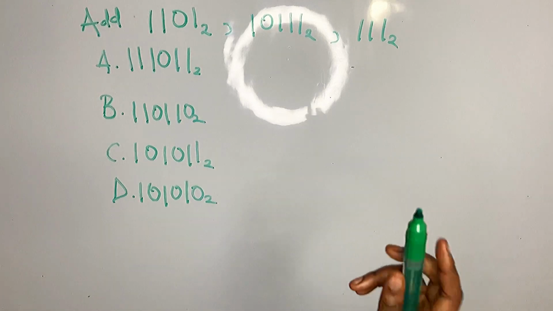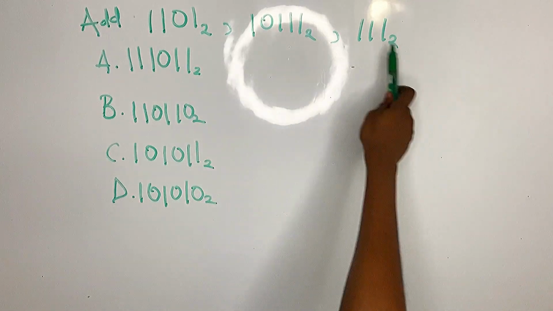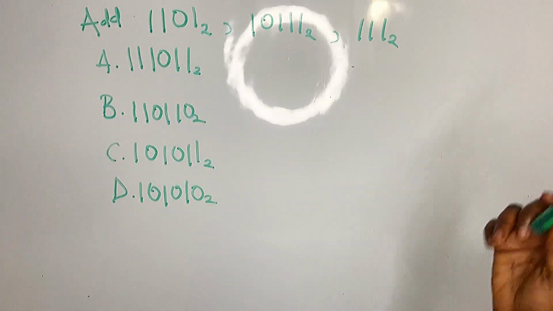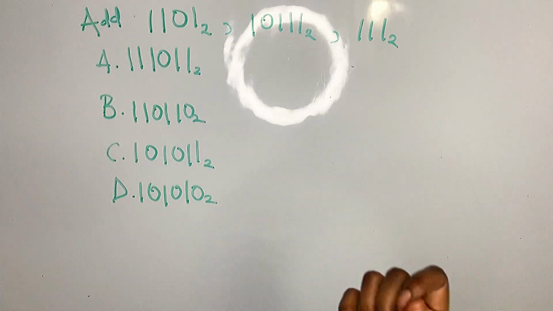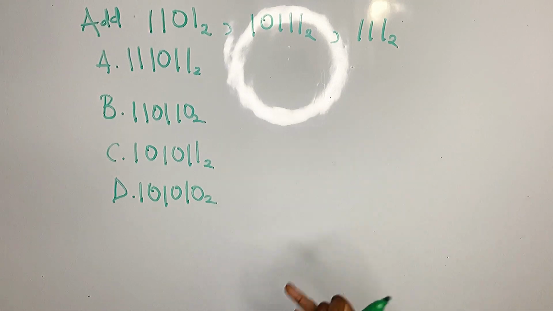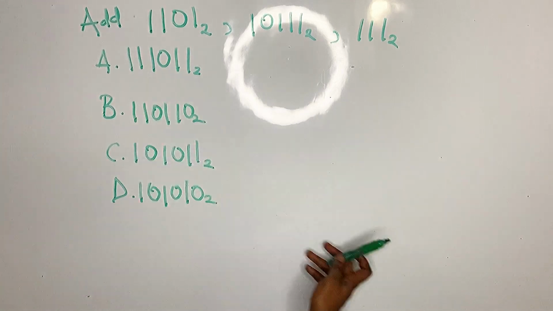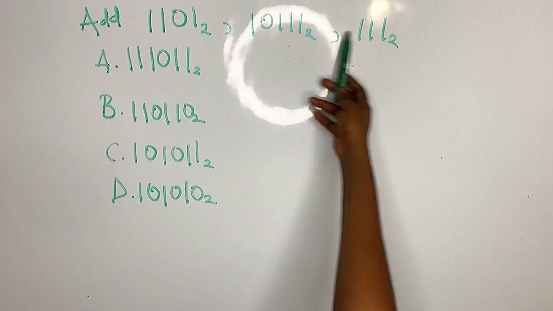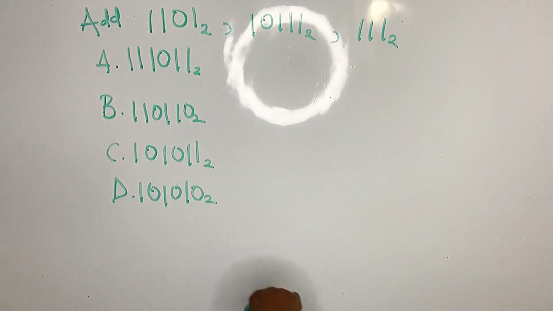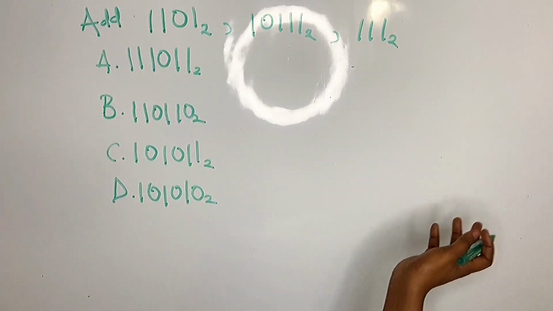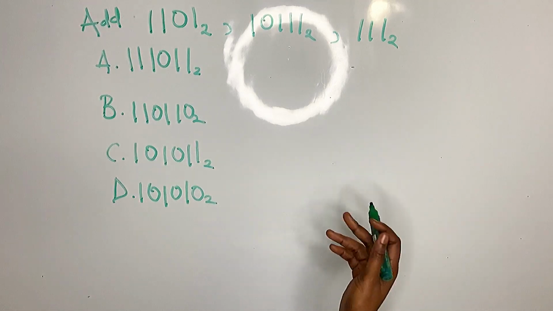So this question says that we should add these numbers, and these numbers are binary numbers because they are all in base 2. Now binary numbers have just two digits, which are 0 and 1. Okay, so any number that is written in binary will have only two digits. That's why you are seeing all of this like this. But for us to be able to add this without converting them to base 10 and adding them and then converting back to base 2, there are a few basic rules that we need to know, and this is what they are.